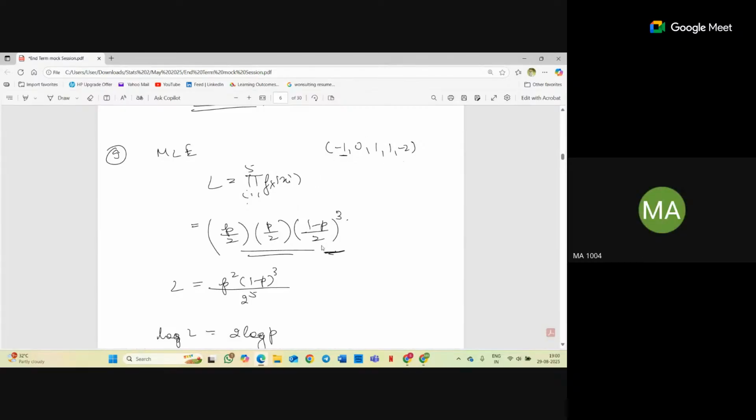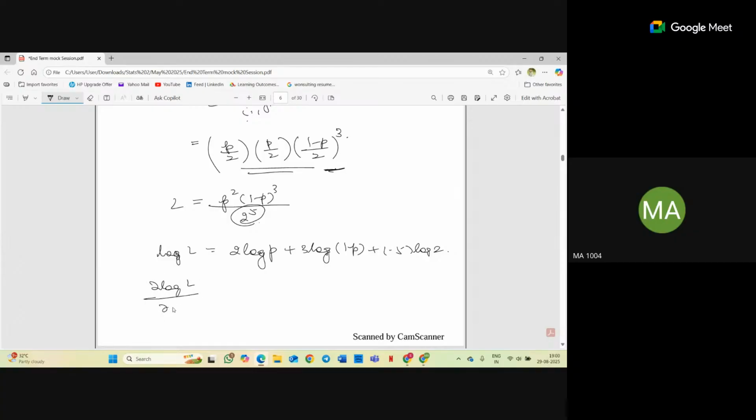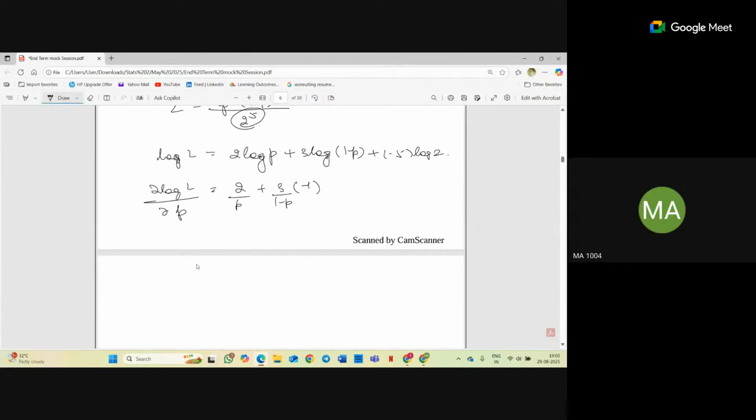Okay. So the log likelihood will be 2 into log p plus 3 into log of 1 minus p. Ma'am, no need to write it out, you can just do it. Yeah, it's fine. So we will be taking the differentiation with respect to p. This will be 2 by p plus 3 by 1 minus p into minus 1, equals 0. Now we will be equating it equal to 0.